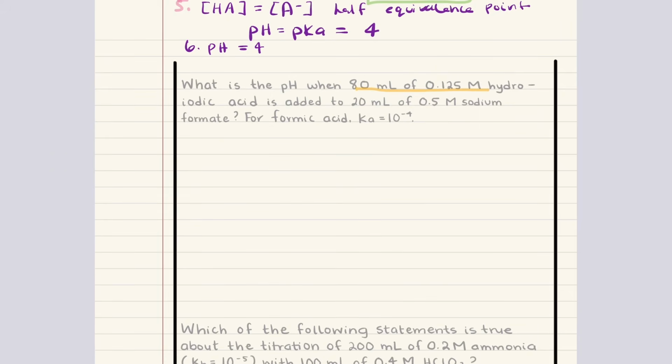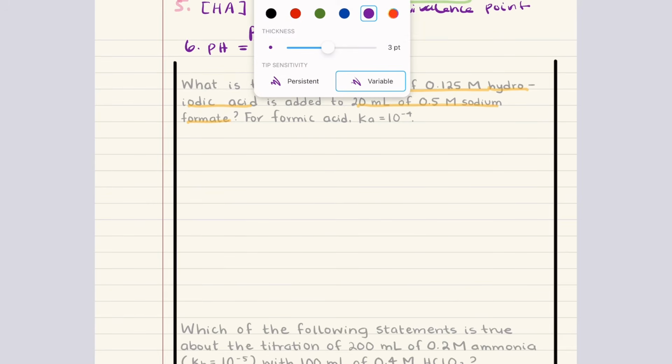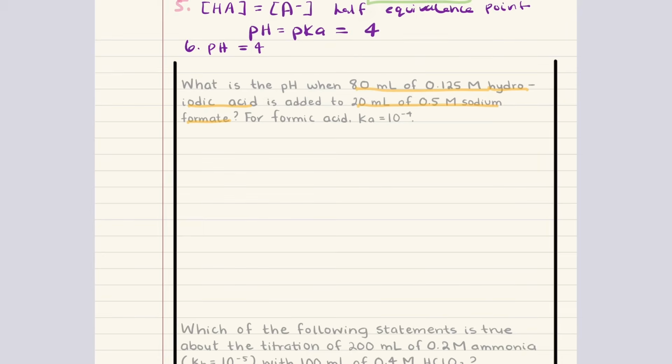The third problem states: what is the pH when 80 milliliters of 0.125 molar hydroiodic acid is added to 20 milliliters of 0.5 molar sodium formate? For formic acid, the Ka is equal to 10 to the negative 4. Again with our steps. Step 1, classify each substance. Hydroiodic acid is a strong acid. Sodium formate is a soluble salt whose active species is formate, the conjugate base of the weak acid formic acid.